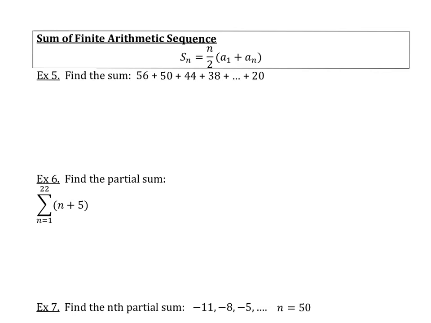Okay, now let's try the formula. And yes, I think we are going to give you the formulas on the test. Okay, so what does this say? It says find the sum of 56 plus 50 plus 44 plus 38 plus and so on down to 20. And yes, I know you could put all of those terms in the calculator, which is why I will make sure on the test it's something you can't evaluate on your calculator.